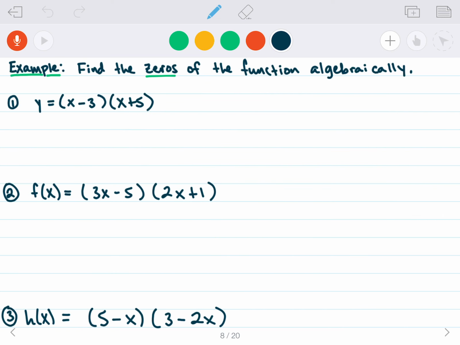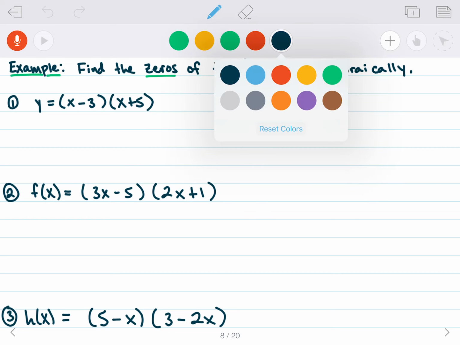Let's go ahead and try to find the zeros of the function algebraically. When you are in factored form, it's really easy to find the zeros because what we want to do is, here's the idea.